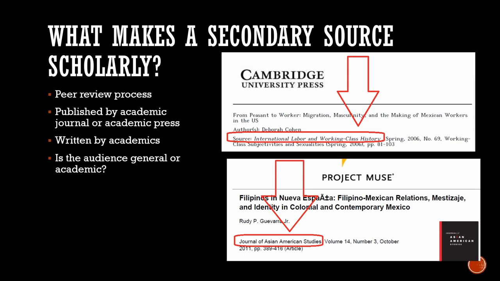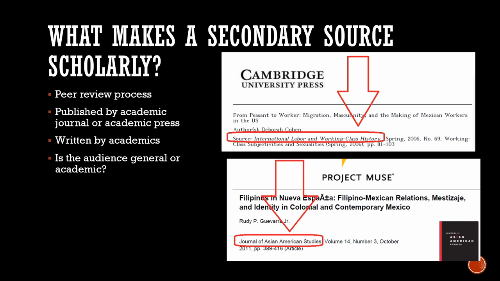And as we have pictured here, some examples of these journals are the International Labor and Working Class History Journal, or the Journal of Asian American Studies. And so granted, there are exceptions to this rule, where sometimes you have scholarly rigorous work outside of what's mentioned here. But the point is that your work should have some scholarly rigor. And that brings me to this next question. So what makes a source academic?